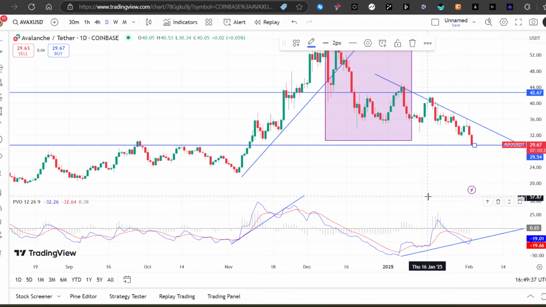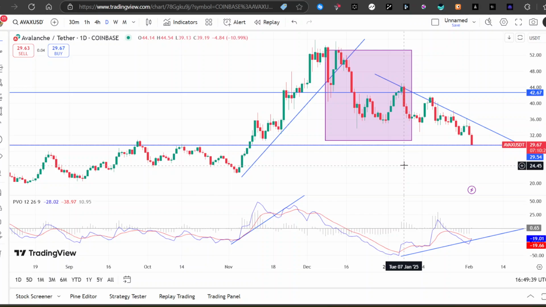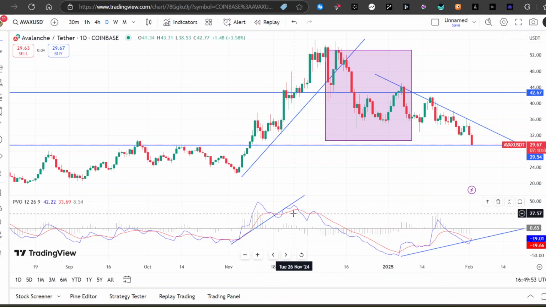Now, in addition to these, also use other indicators for confirmation. For example, you can decide to use moving averages, the relative strength index, or basically any other indicator of your choice, so that whenever you get a signal from the PVO, you can also confirm that signal with another technical indicator while you are also paying attention to the trend lines and your support and resistance zones. Okay, so it's important to get a confluence.